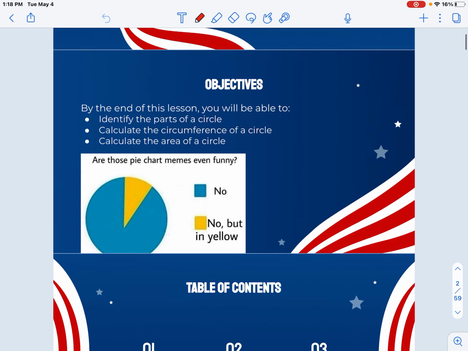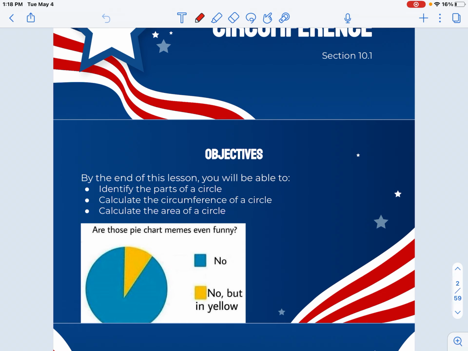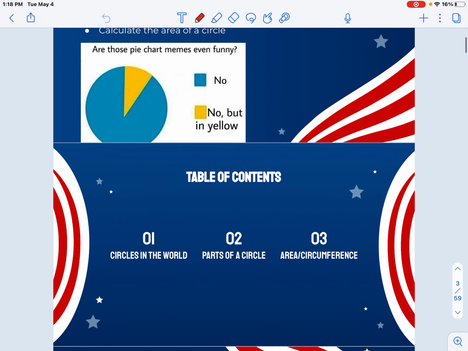By the end of this lesson, you're going to be able to identify parts of a circle and calculate the circumference and area of a circle. And you've got a nice pie chart meme there.